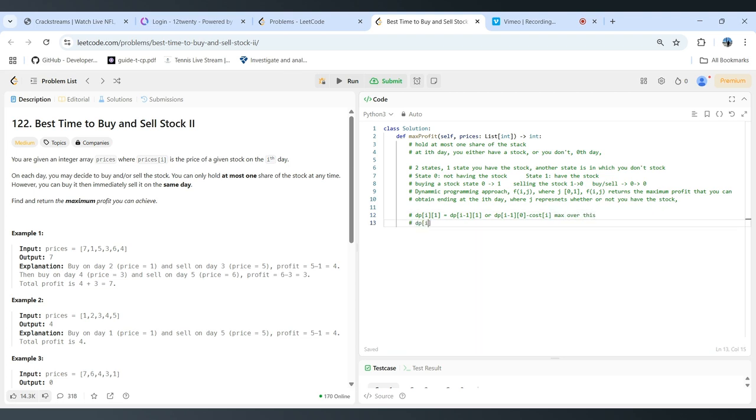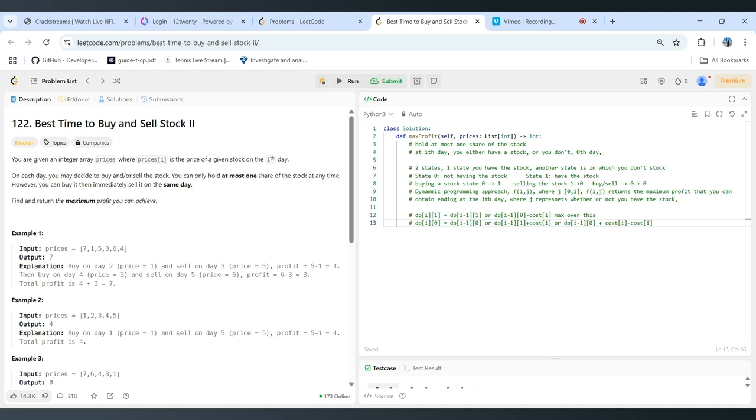This then furthermore means that we have to define dp[i][0], which is also either going to be dp[i-1][0], which means that we stay not having the stock, or is going to be dp[i-1][1], the state where on the previous day we had the stock, and we sold it, so plus cost[i]. Or we can say dp[i-1][0] plus cost[i] minus cost[i].